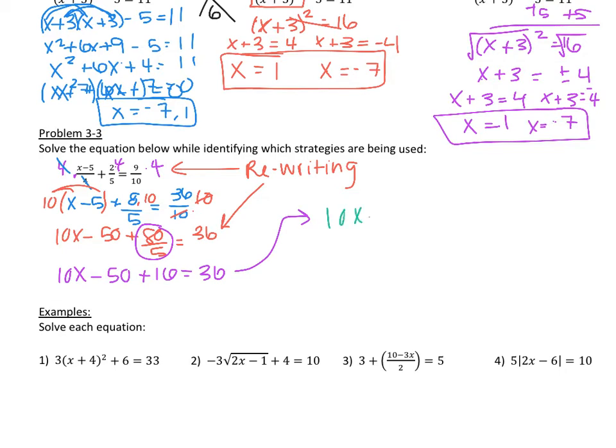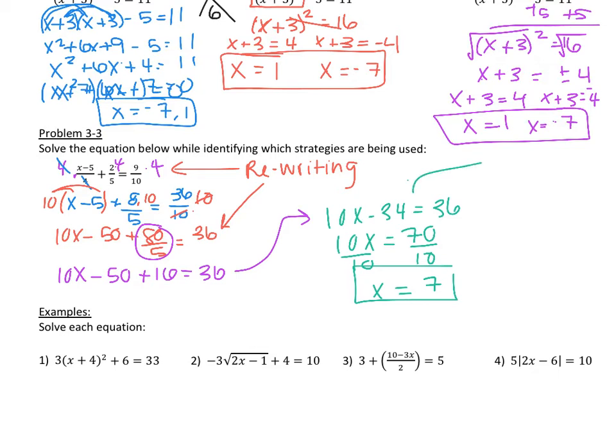10x minus 34 equals 36. Now I can add 34 to both sides. 36 plus 34 is 70, and divide by 10. So x equals 70 over 10, which is 7. So I did rewriting, and then at this point right here, I was just undoing.